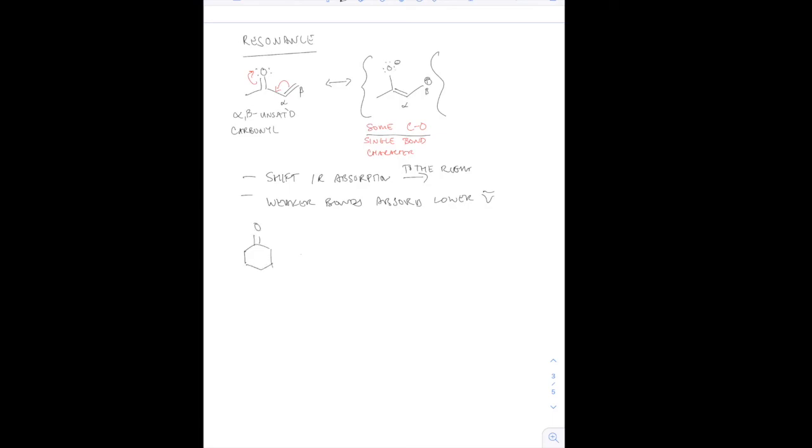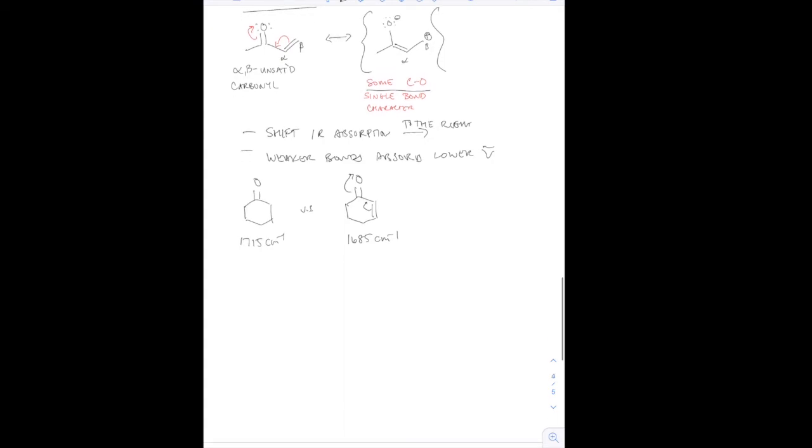So for example, let's take a look at this guy versus this guy. So this is an alpha beta unsaturated ketone on the right, and what we've got is 1685 for the wave numbers for this guy and 1715 for this, because we can have that resonance but we can't have it over here, and so we've got a shift to the right, or to lower wave numbers.